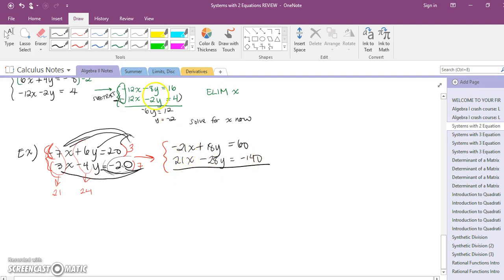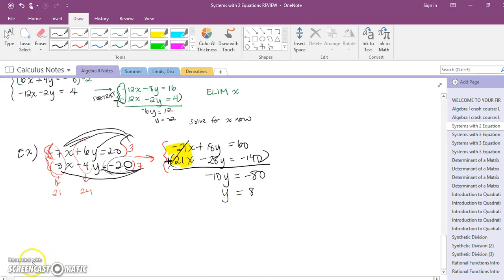Okay, so now I'm going for the kill here. I'm going to eliminate my x's. Got to decide, do I add or subtract? They're opposite signs, so I want to add them together in order to get a 0. So bam, those are gone. 18 plus negative 28 is negative 10. 60 plus negative 140 is negative 80. And then that would make y 8 when divided by negative 10.